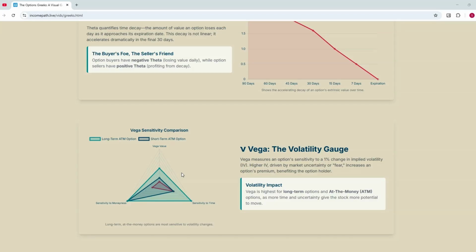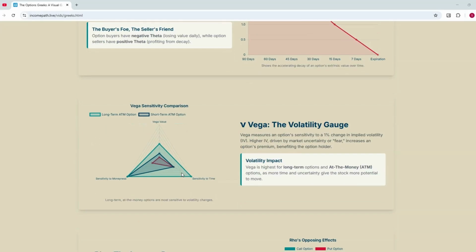So, like we had the trade tariffs recently, and some of the conflicts, that is impacting Vega, the volatility, in fact. Vega is highest for long-term options at the money. Obviously, with more time, the uncertainty gives the stock more potential time to move.